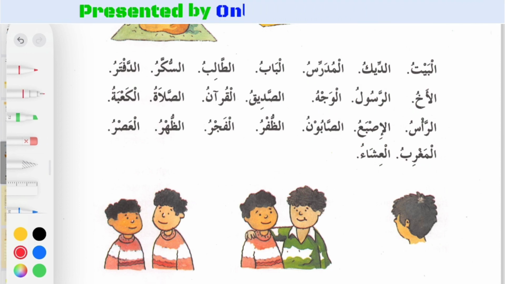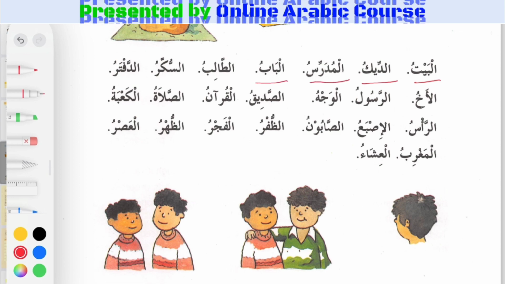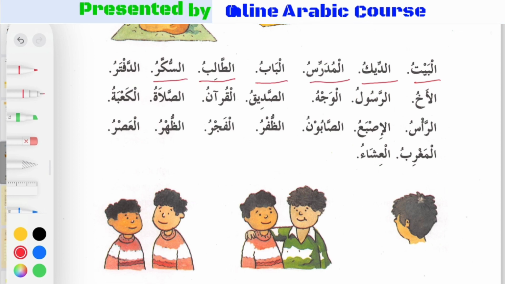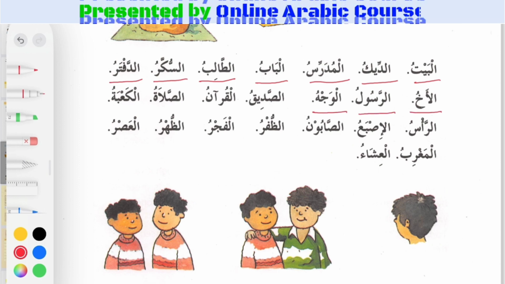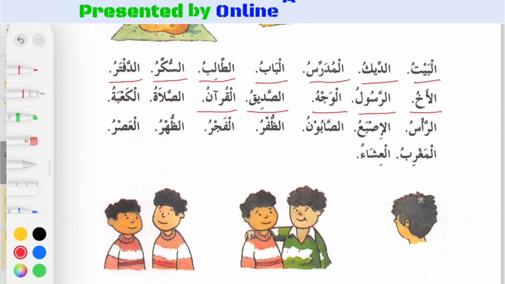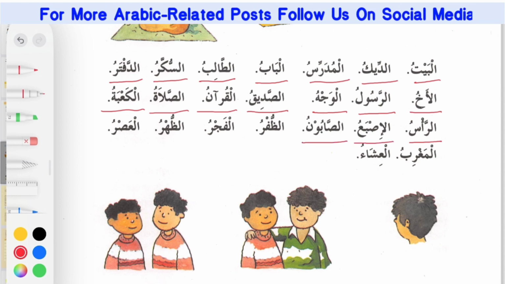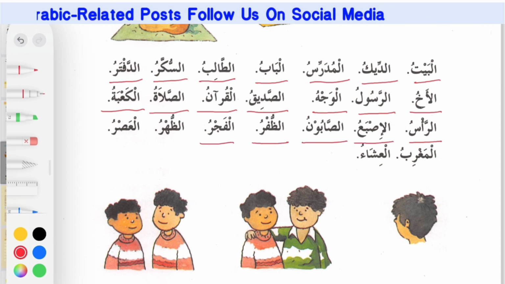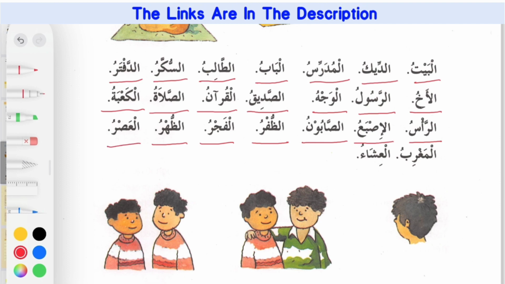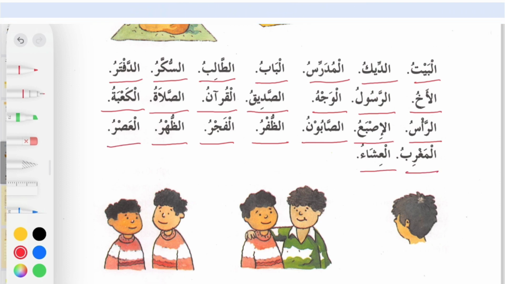So please read al-baytu, ad-diku, al-mudarrisu, al-babu, al-talibu, al-sukkaru, al-daftaru, al-akhu, al-rasulu, al-wajhu, al-sadiqu, al-Qur'anu, al-salatu, al-ka'batu, al-ra'su, al-isba'u, al-sabunu, al-dhufru, al-fajru, al-dhuhru, al-asru, al-maghribu, al-isha'u.